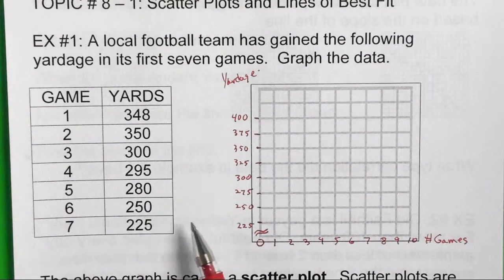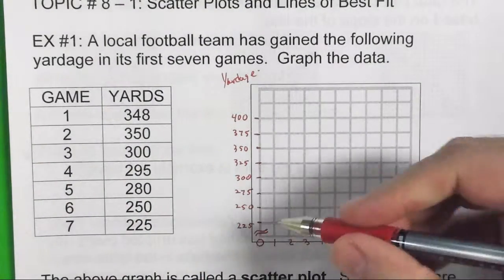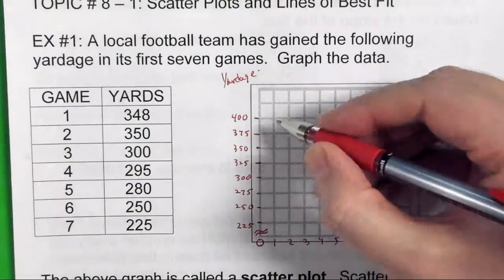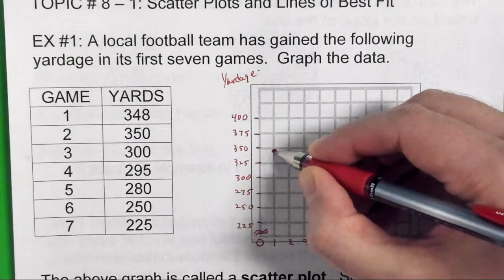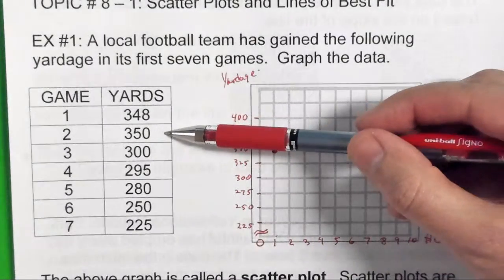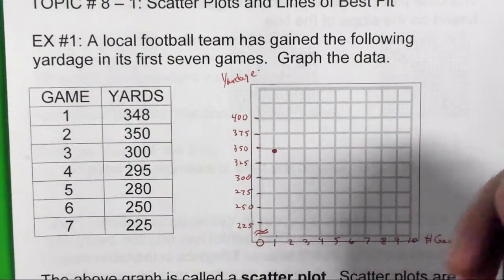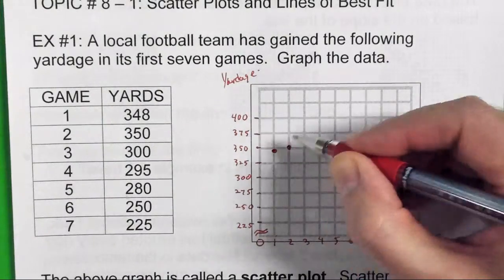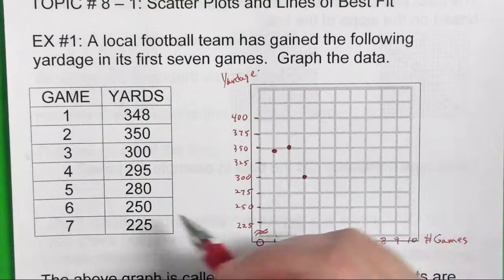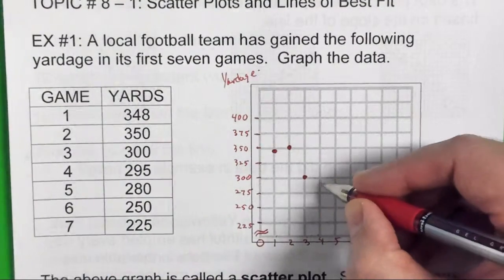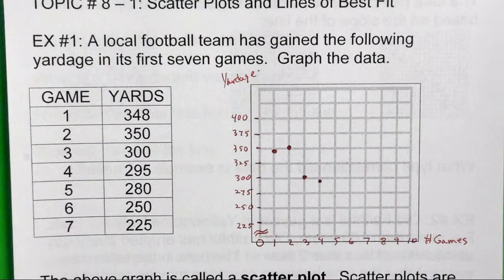Okay, so let's try to plot this. Where's game 1, 348 yards? Game 1, 348 is really close to 350, isn't it? So let's just put it just a little bit below it. Game 2 was 350 yards. That's exactly 350, so I can go right on this. Game 3 was exactly 300 yards. That's a nice one to find right there. Game 4 was 295, just a little bit less. So I'll put it right there. It's not exact. I just know it's a little bit less than 300.